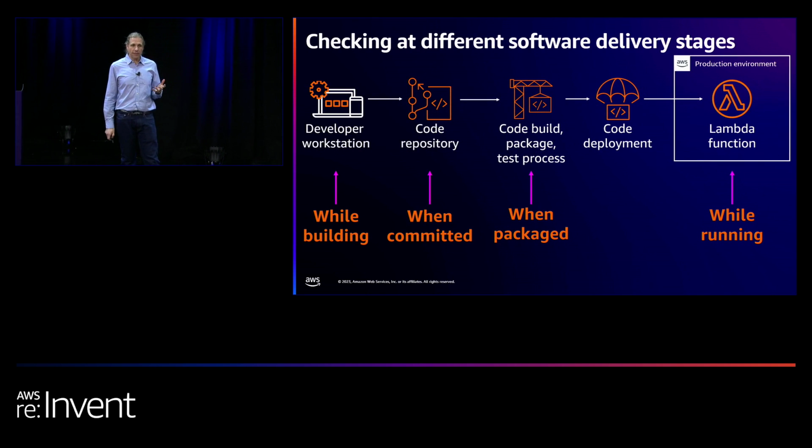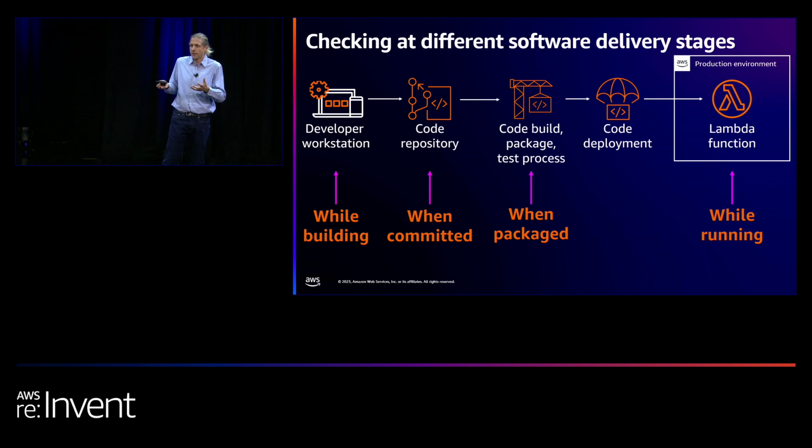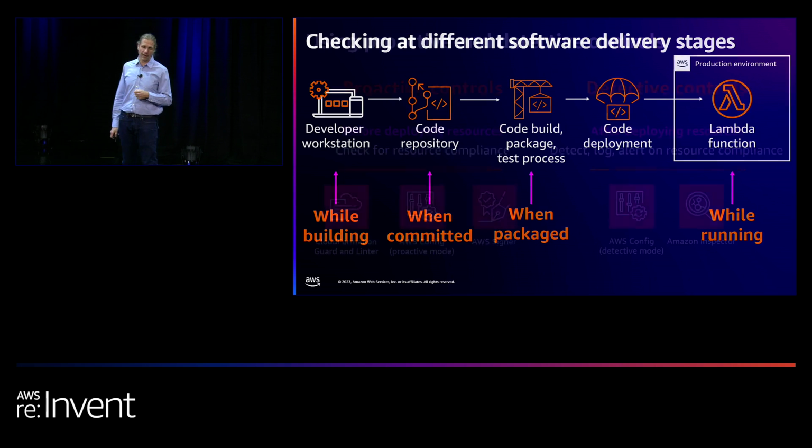And these need to be checked at various stages, as much as you can, of course, while building your application, the so-called shift left, to be able to catch those things early on, but also at various stages during your automated pipeline and while your apps are running.